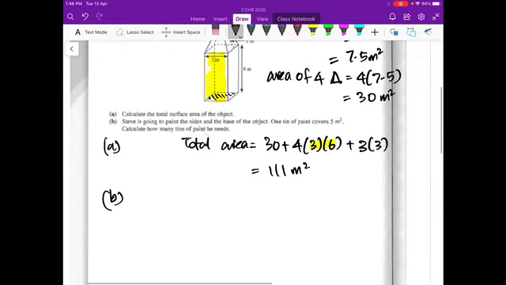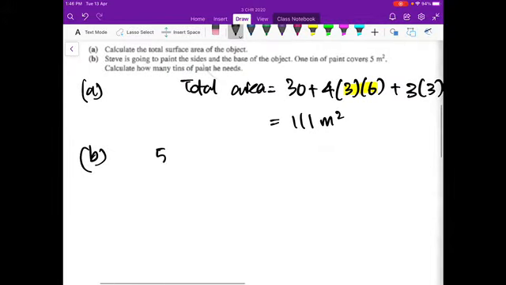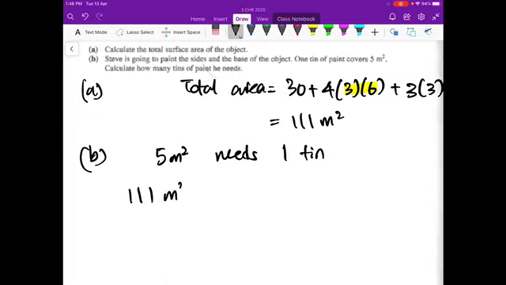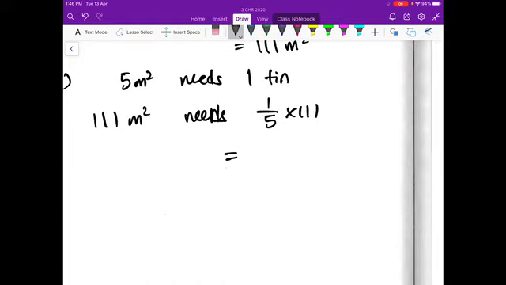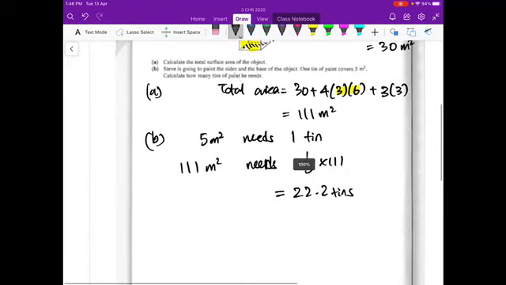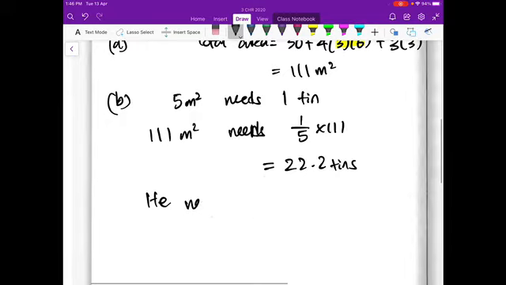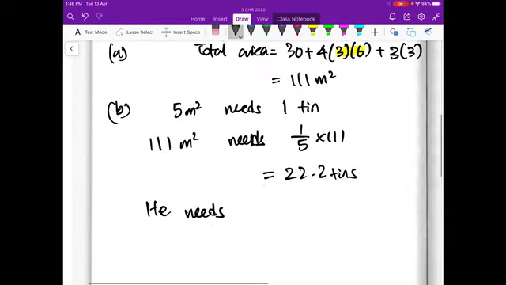Now he's going to paint. 1 tin covers 5 square meters. How many tins does he need? So 5 square meters need 1 tin. 1 square meter needs 1 over 5 times 1. 22.2 tins. So how many tins does he need? 22 or 23? 22 is not enough. How many tins does he need? 23 tins.